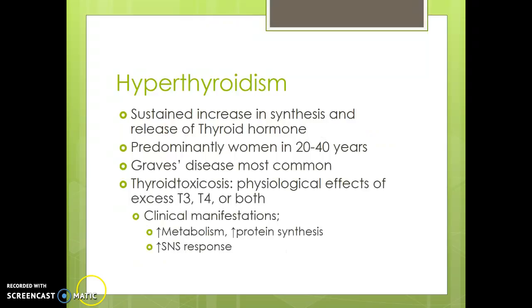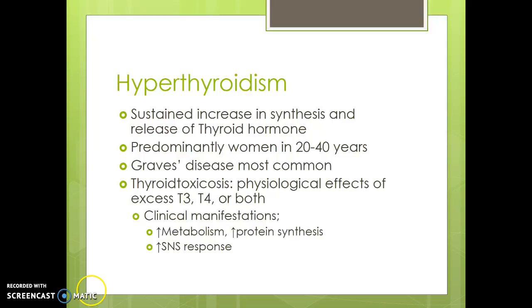In terms of hyperthyroidism, there's a sustained increase in synthesis and release of thyroid hormone for some reason, thus causing a lot of this hormone to be circulating in the body. This disorder is seen predominantly with women that are aged 20 to 40 years. Graves' disease is the most common type of hyperthyroidism. And then you can also have what's called thyroid toxicosis.